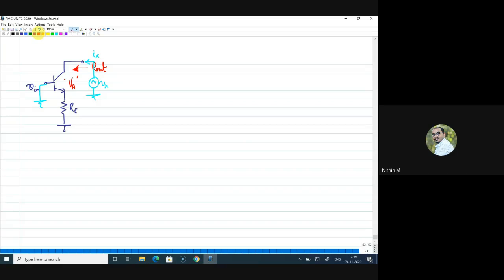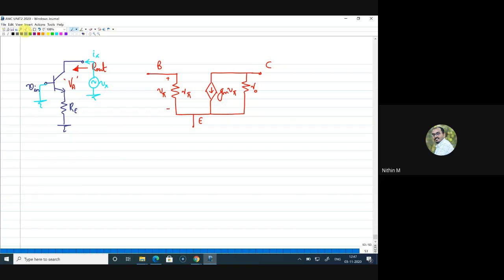But before that, let me draw the equivalent circuit of the BJT. The equivalent circuit has an r pi which sustains a voltage of V pi, connected to the base. This is the emitter terminal, and at the collector I have a controlled current source equal to gm V pi. Now I need to keep r0 in this way, and this is the collector and this is the emitter. So this is the equivalent circuit of the BJT including r0.